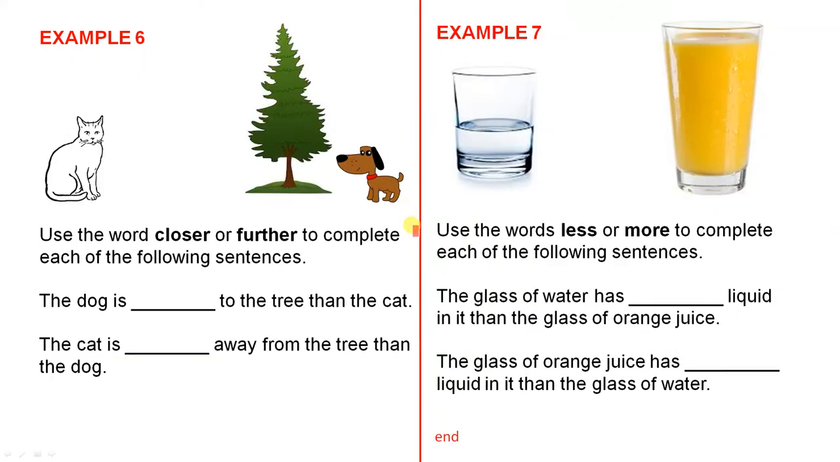Example 6. Use the word closer or further to complete each of the following sentences. There and there. And example 7. Use the words less or more to complete each of the following sentences.